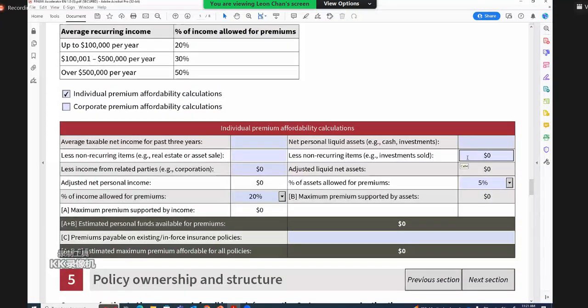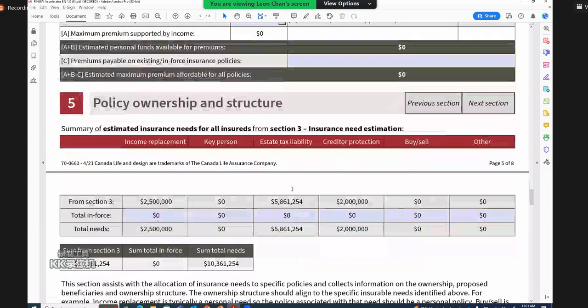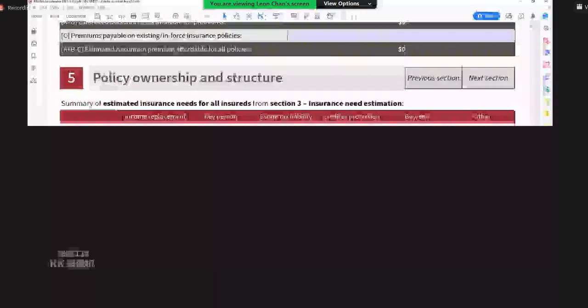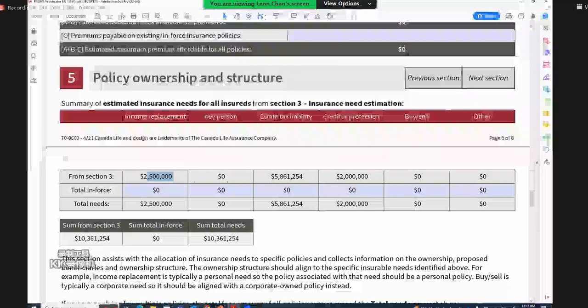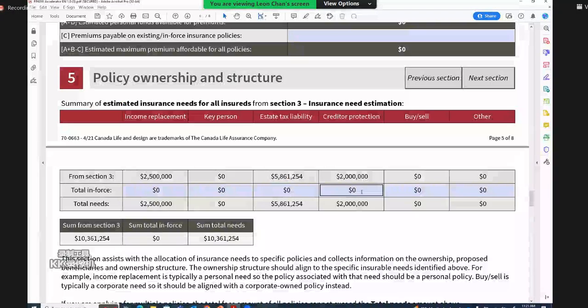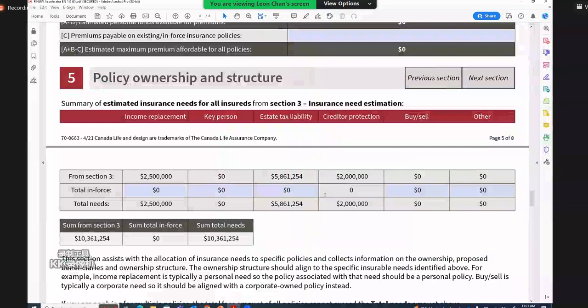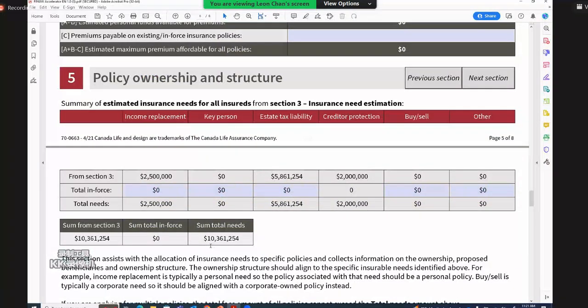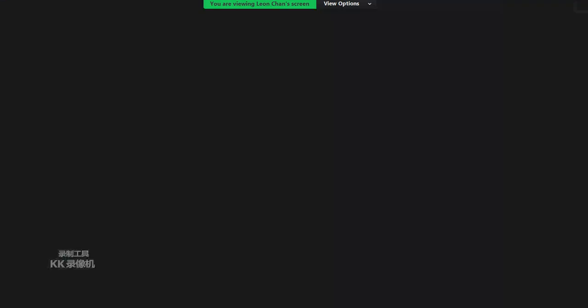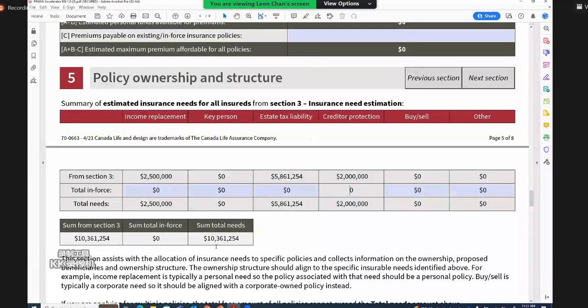It really derives from two things. One's income based and one's asset based, to come to a number to see whether or not that's affordable. So all in all, at the end of the day, it provides you with a good summary: from the sections above that we've calculated, what is the insurance need that is generated, as well as whether we have in-force amounts already for their purpose, and it comes up to a sum of total needs. Usually that can help in the application and in showing the underwriters why a certain policy was applied for, right?